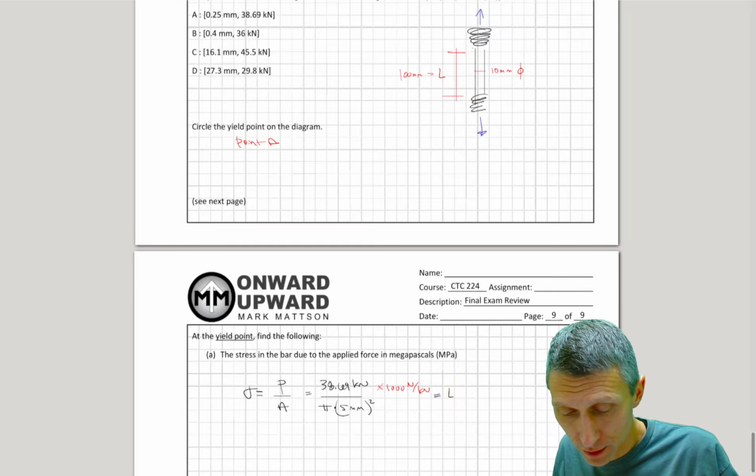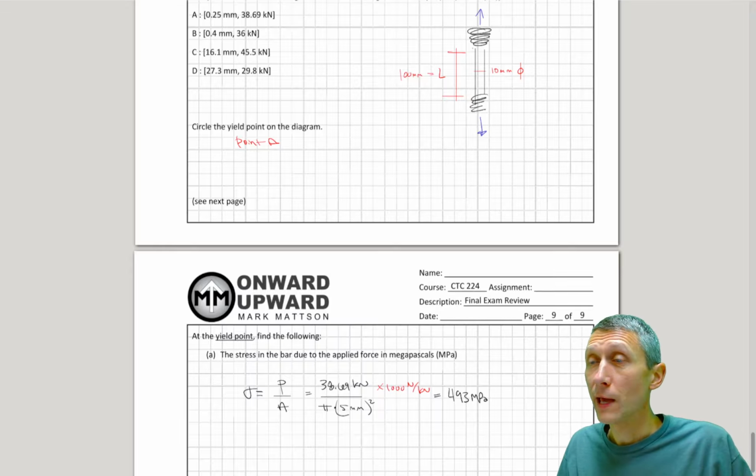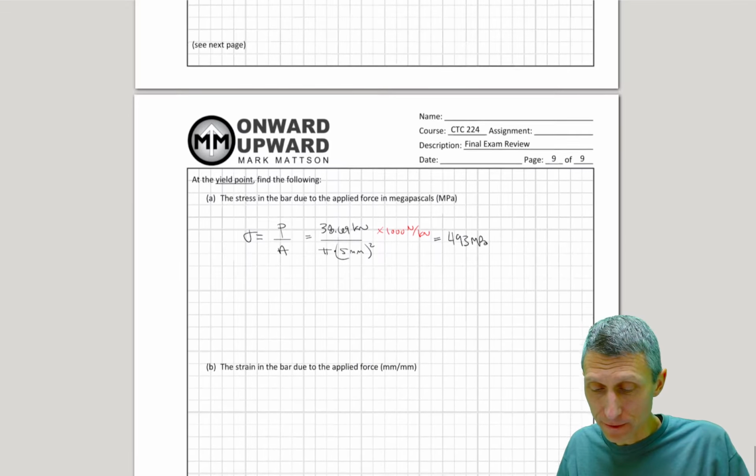I'm just going to round that to 493 megapascals. Okay, so the yield point occurs at 493 megapascals.